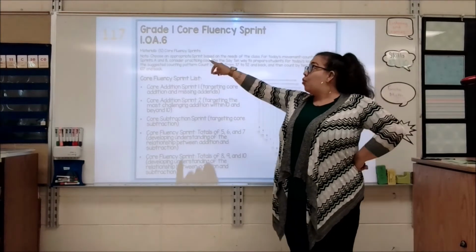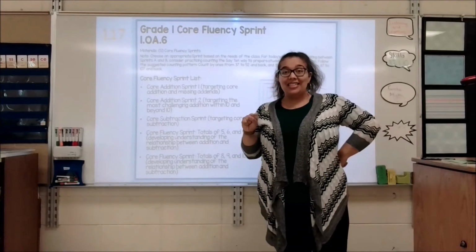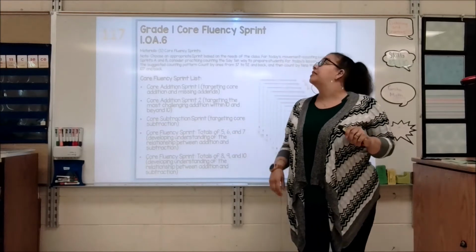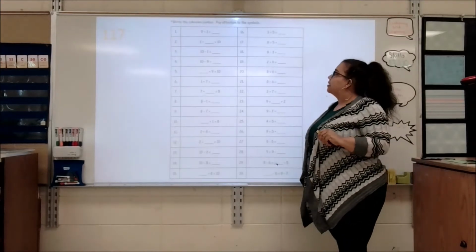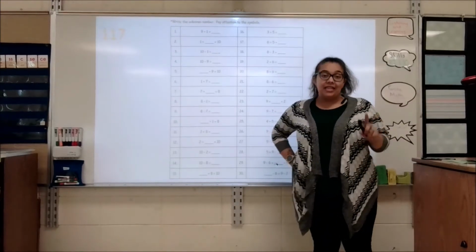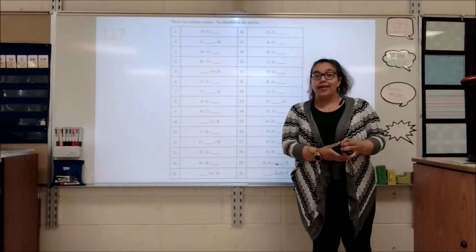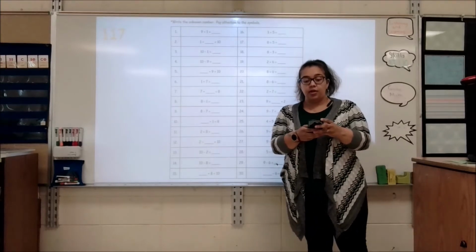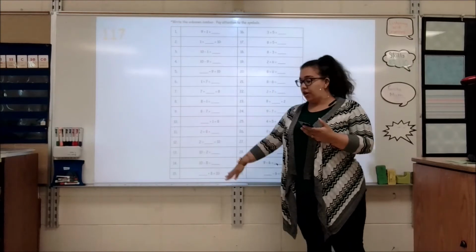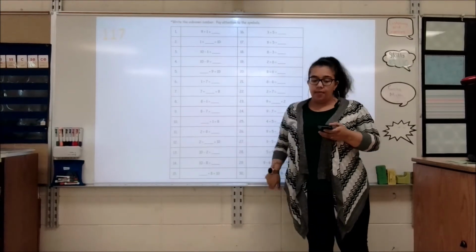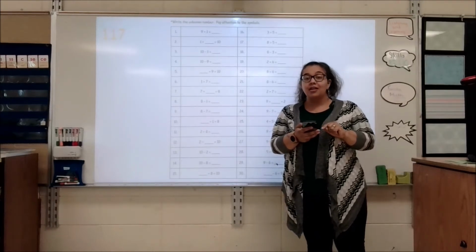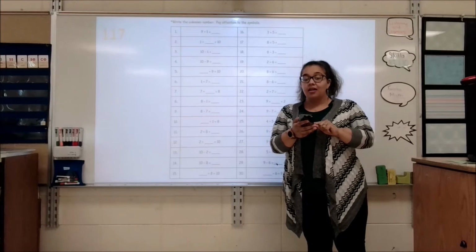But yes, page 117. So 11, 10, 7 ones. 117. It looks like this. And it reads, write the unknown number. Pay attention to the symbols. Alright, so what we're going to do is, as always, we're going to put 1 minute on the clock. We're going to do our best work, starting at the top, working our way down, return to the top, and working our way down. So, let's see what we get here. On your mark, get set, go!